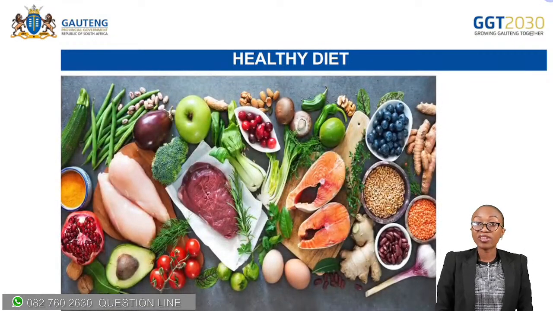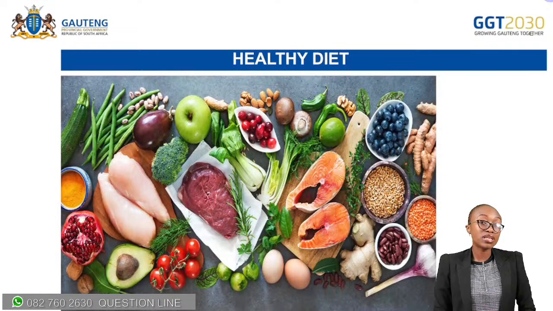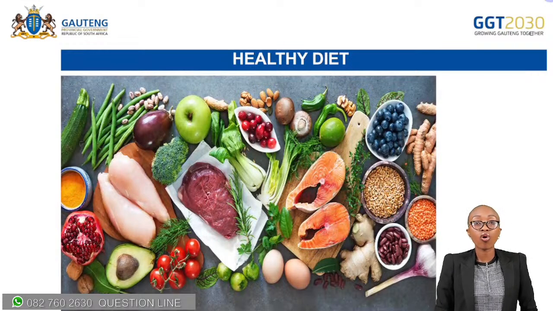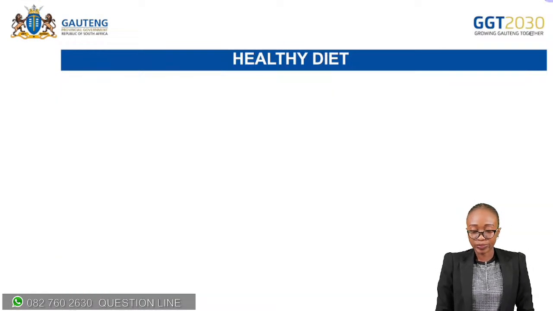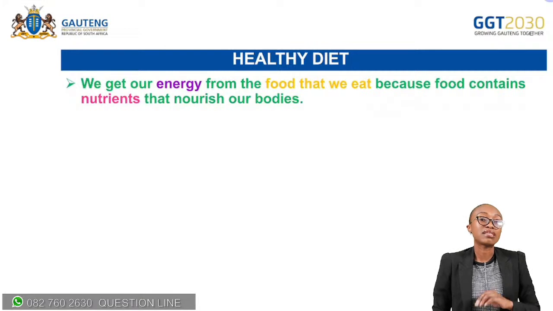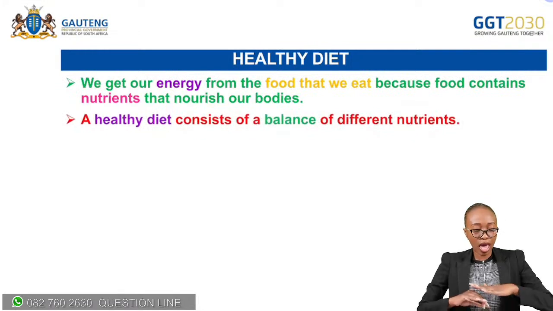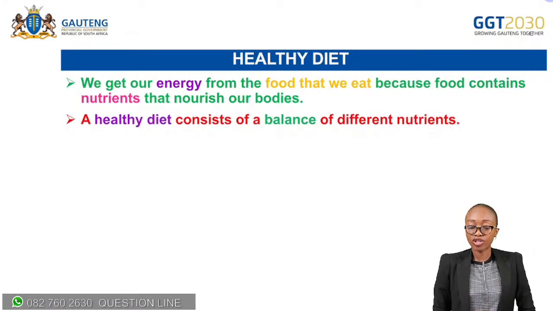Let's start on the main body of our lesson, healthy diet. I've picked a picture here that has different kinds of foods that are all necessary for a healthy diet. Remember, we said a healthy diet has to have all of the necessary nutrients that will help us for healthy growth. So let us begin. We get our energy from the food we eat because this food has the nutrients that help to nourish our bodies. And a healthy diet has to have a balance of the different nutrients.